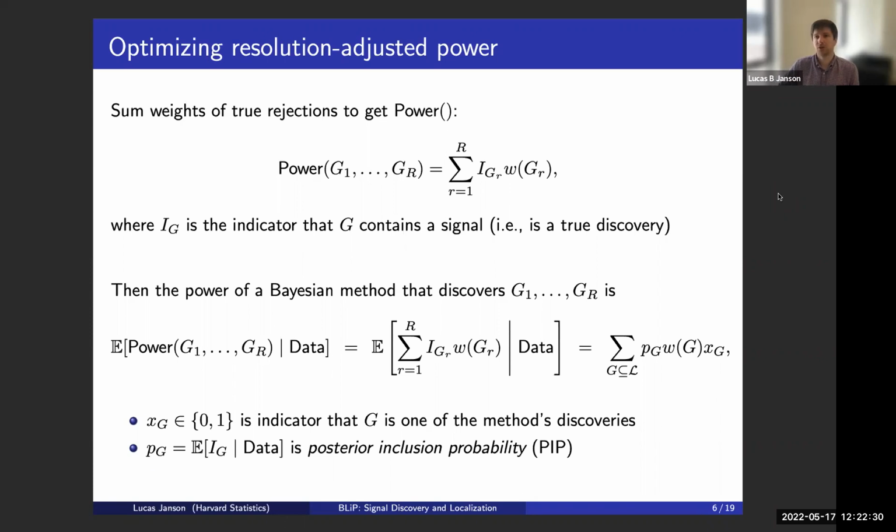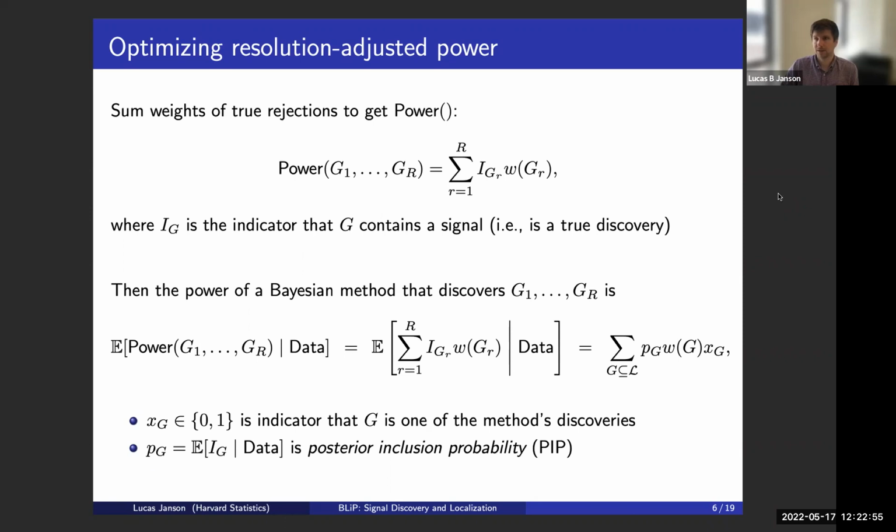And so we can think of XG as our optimization variables. That's what our method outputs. It chooses for each region whether it wants to discover it or not. And then the PGs, that's not part of our method. That would come from some Bayesian posterior approximation. We could compute these PGs from the posterior, and then those would be an input to our method.